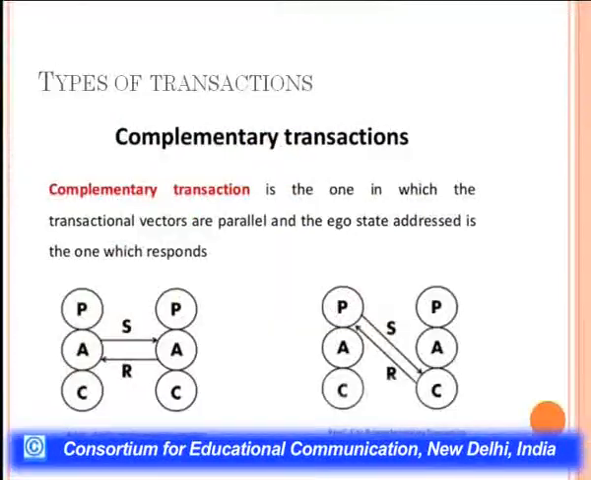Now let us look at some kinds of transactions which take place. First are the complementary transactions. A complementary transaction is one in which the transaction vectors are parallel and the ego state addressed is the one which responds. So here in the first figure we see an adult complementary transaction, and in the other we see the parent to child and child to parent complementary transactions.